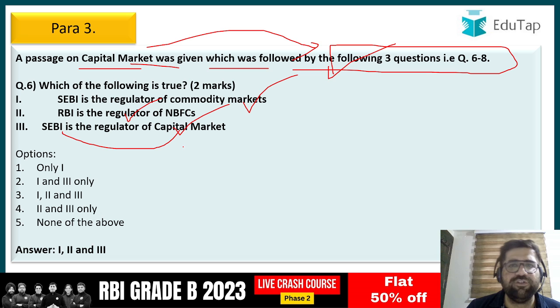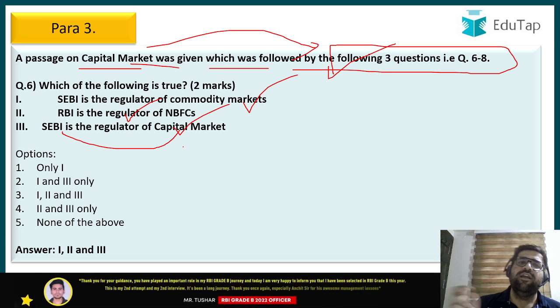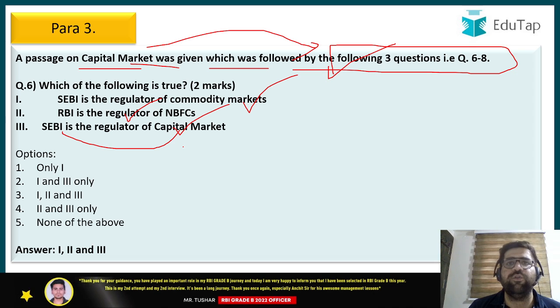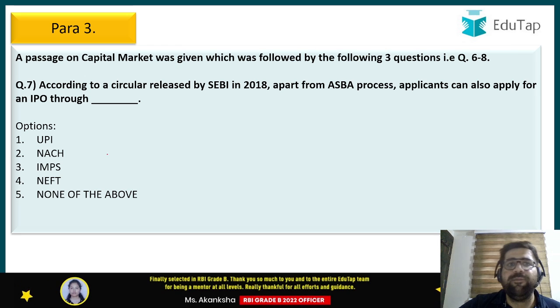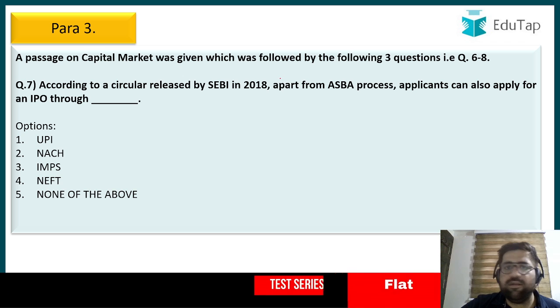A very easy question, my friend. Who regulates what is one of the famous topics of RBI, and they will definitely ask you questions in 2023, 2024 onwards as well. So be ready for that. A passage on capital market was given, which was followed by 3 questions only.